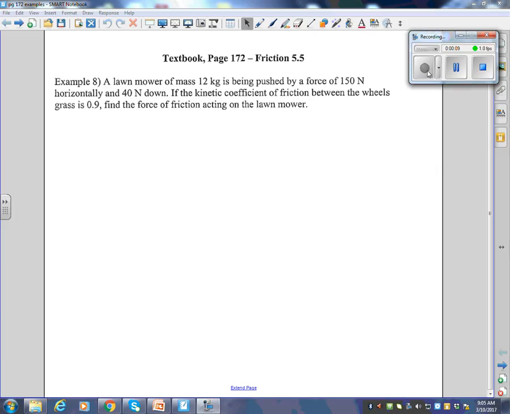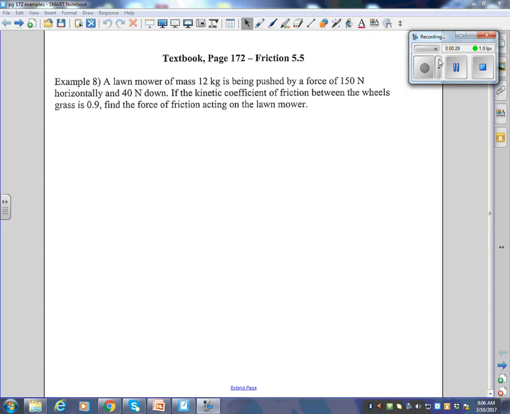Example number 8 says a lawnmower of mass 12 kilograms is being pushed by a force of 150 newtons horizontally and 40 newtons down. So this is kind of weird. This is a little different. We've got 150 newtons horizontally and 40 newtons down. So they've broken it into components.